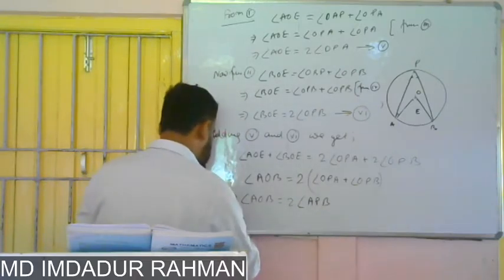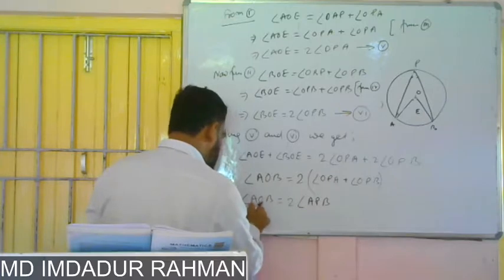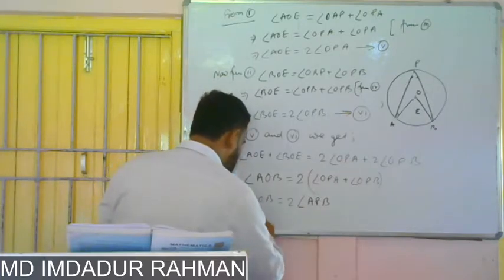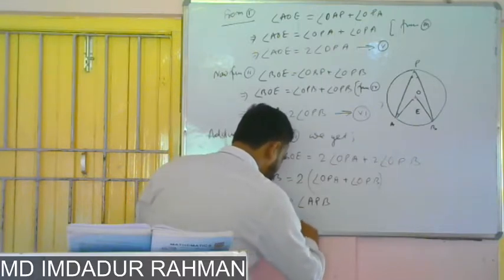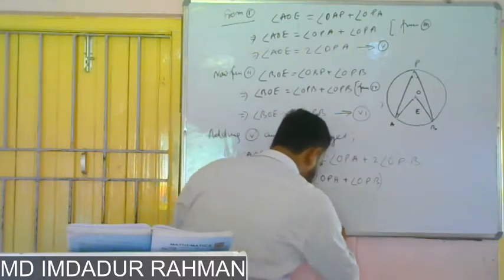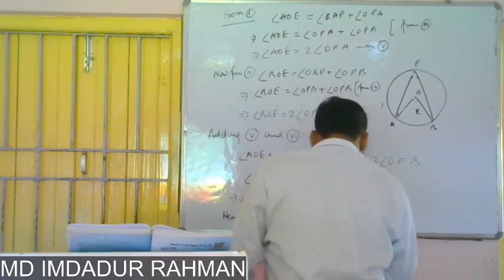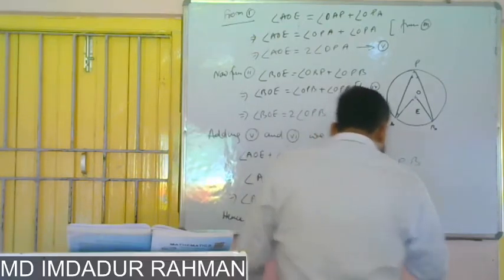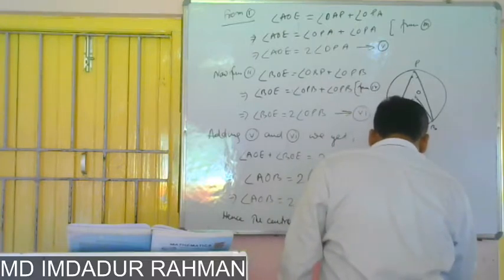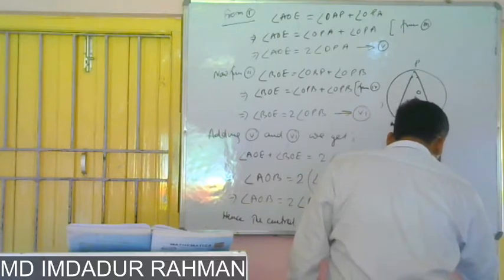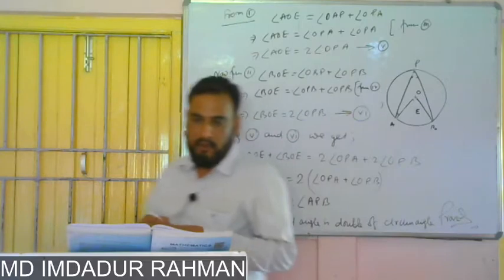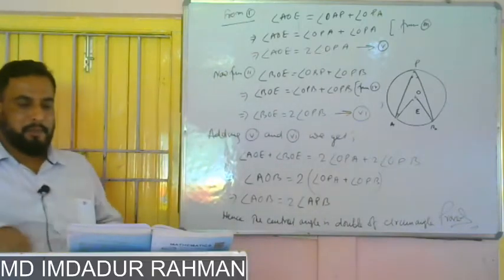Hence, the central angle is double of the circumangle. Proved. This was your theorem 10.8.